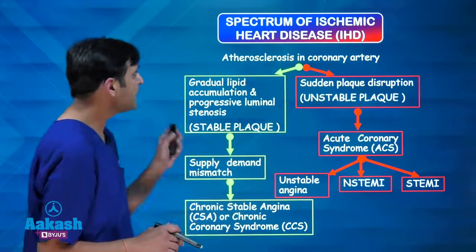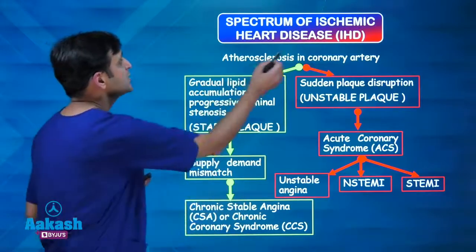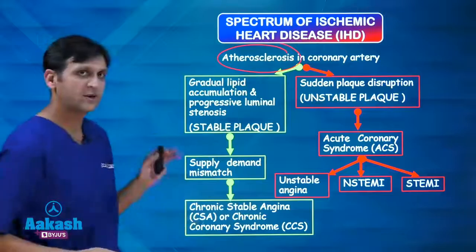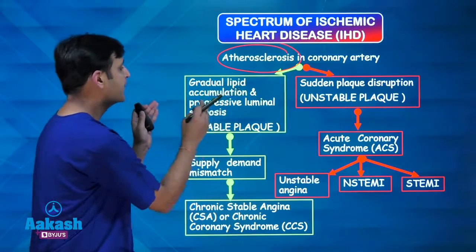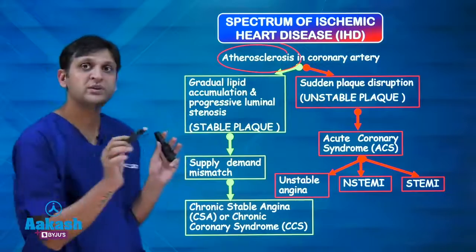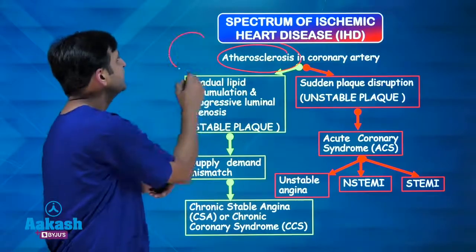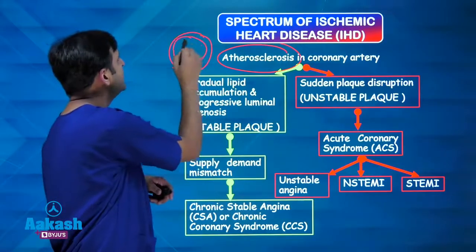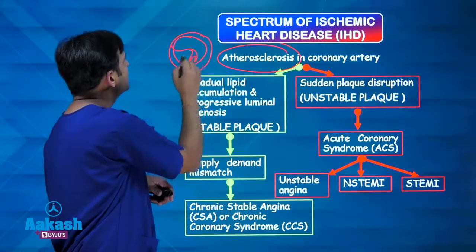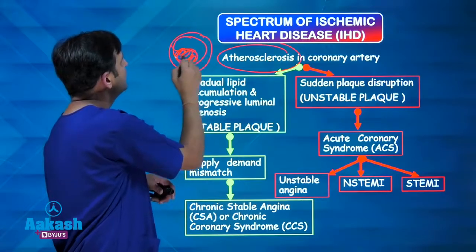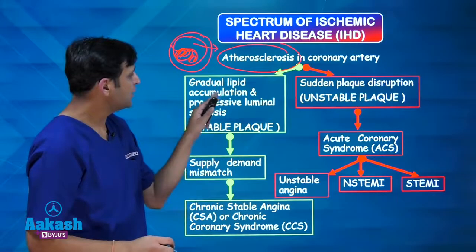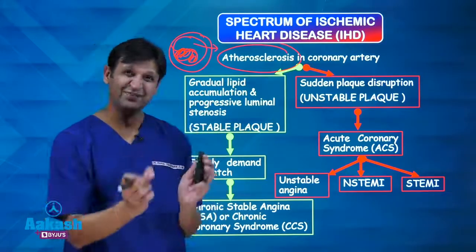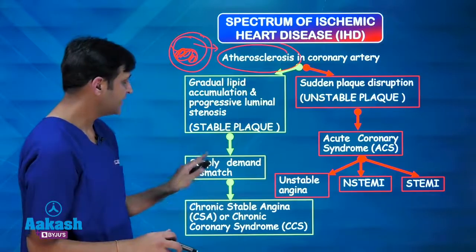Whenever you have atherosclerosis in your coronary arteries, what does it do? It can cause a gradual lipid accumulation and progressive luminal stenosis, okay? So this is your artery, this is your intima, and gradual luminal obstruction will decrease the blood supply to the heart. So when you have a gradual lipid accumulation with a thick fibrotic cap, that leads to what is known as a stable plaque.